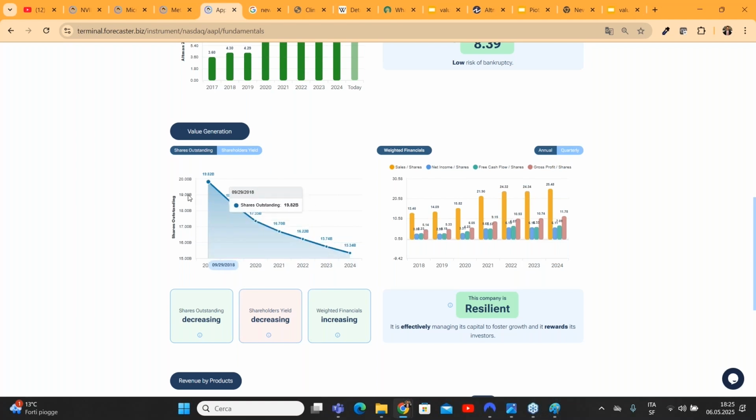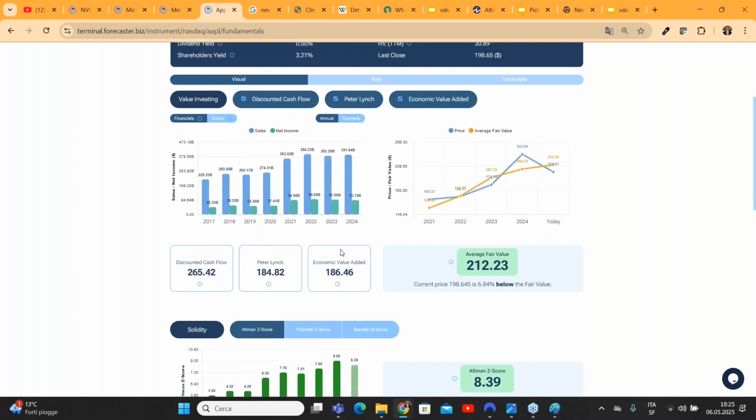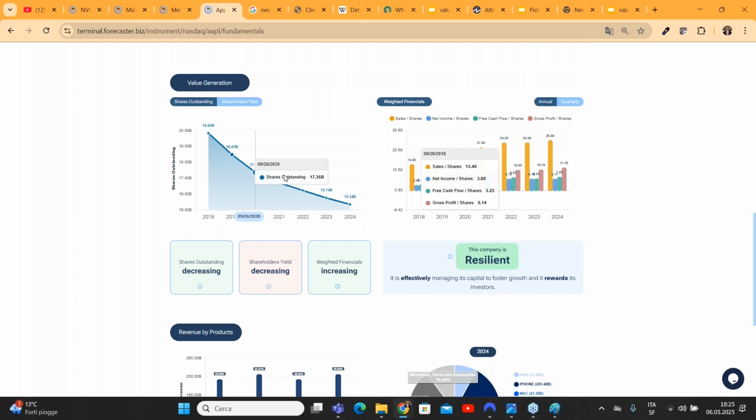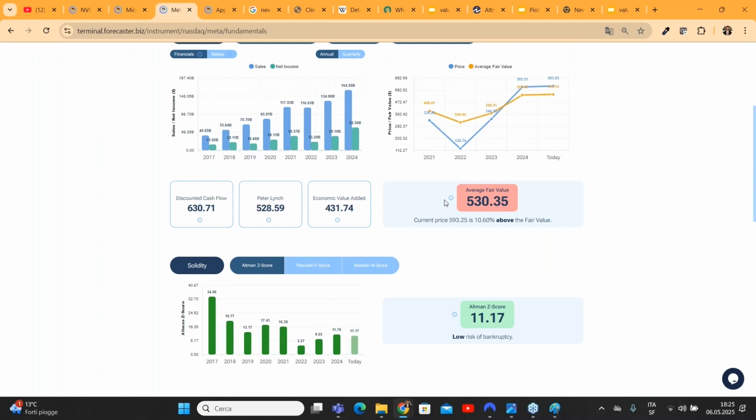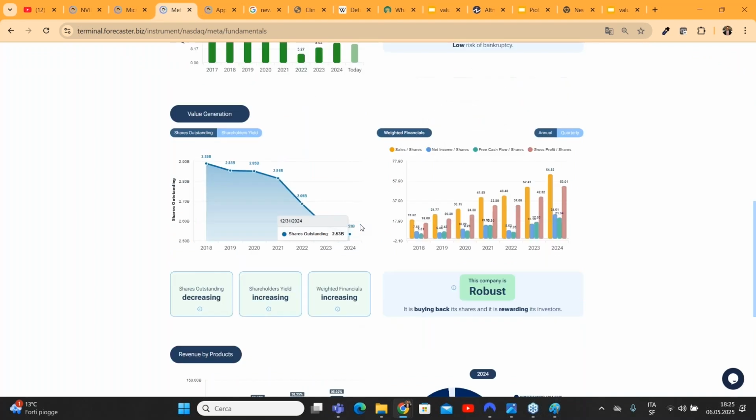constantly. For example, here we are on Apple, and Apple has been doing buybacks since ever. Okay, here we are on Meta, and Meta is doing buybacks since ever. Okay, it's a sign. Doing a buyback, repurchasing your own stock, is a sign the company, the management, thinks that the company is undervalued.